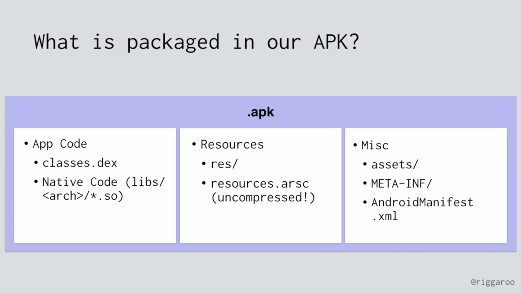The next set of things that are packaged within your APK are your resources. So this is all your PNGs, your vector drawables, that kind of thing. And then the resources.arsc file is containing references to all the resources that you've got within your dimensions files and that kind of thing. And then also packaged within your APK is your miscellaneous things such as your assets and your meta-inf information and your Android manifest.